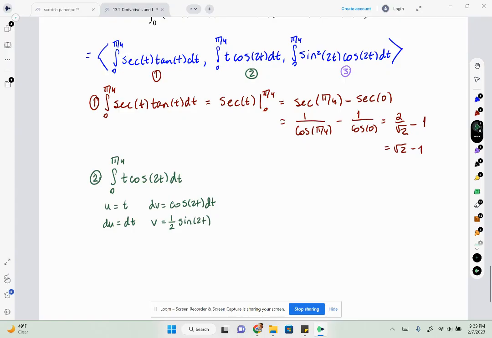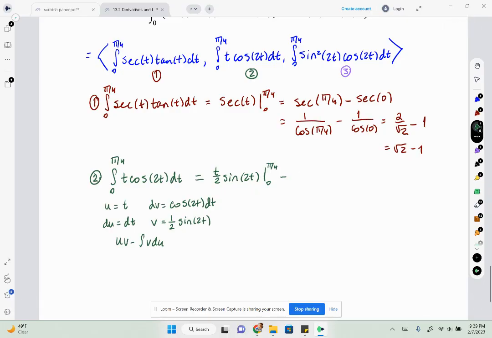So I have my pieces. Remember that the integration by parts is uv minus the integral of v du. So that's what we'll use. All right, uv, that's going to be t over 2 sine of 2t from 0 to pi fourths minus v du.